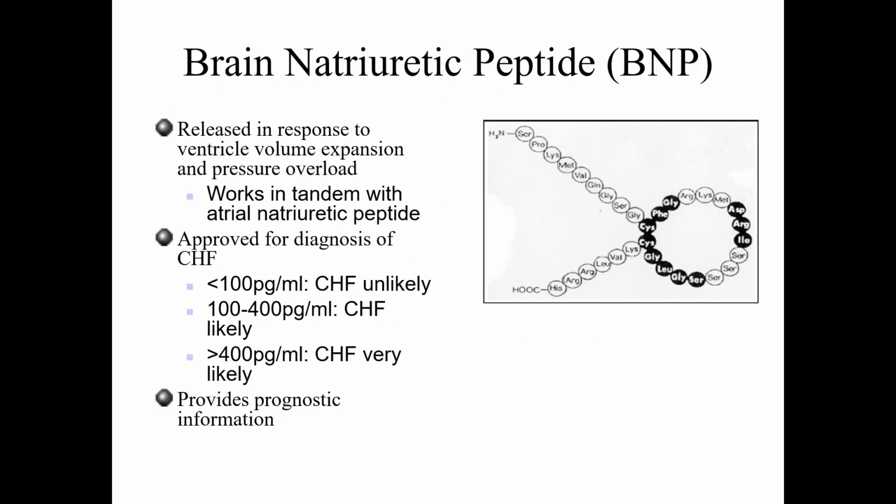Brain natriuretic peptide, or BNP, is released in response to ventricle volume expansion and pressure overload. It works in tandem with atrial natriuretic peptide, and it's approved for the diagnosis of CHF. Less than 100, CHF is unlikely; 100 to 400, CHF is likely; greater than 400, CHF is very likely. It provides prognostic information.